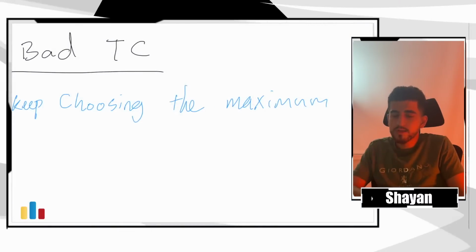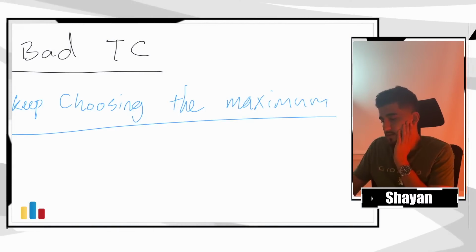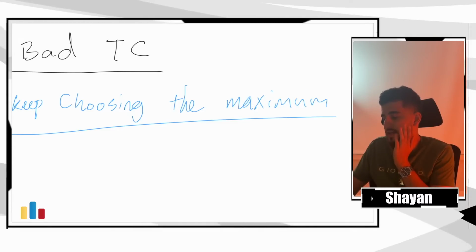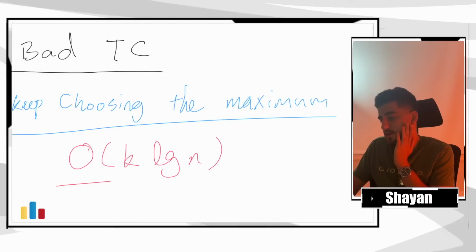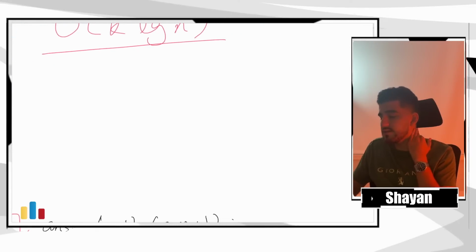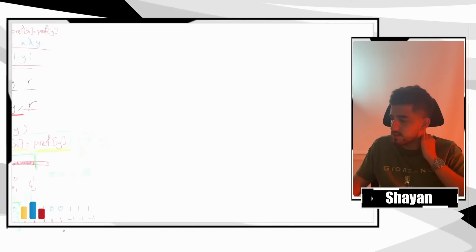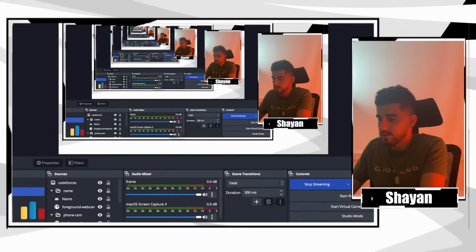So what I would do instead, so I have this bad time complexity solution, it can be O of K log n. We can keep a set, for example, and each time just pick the maximum. But instead of that, I do something else.